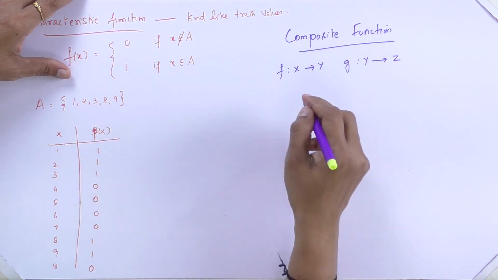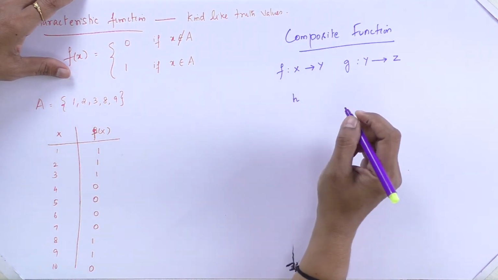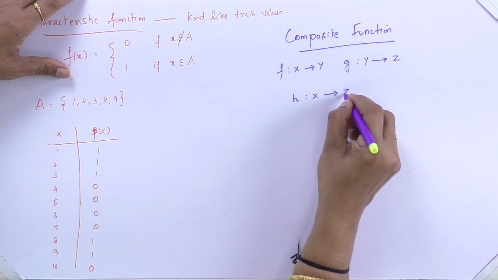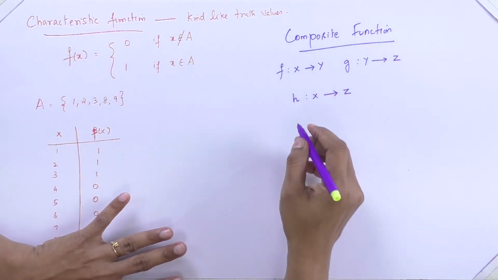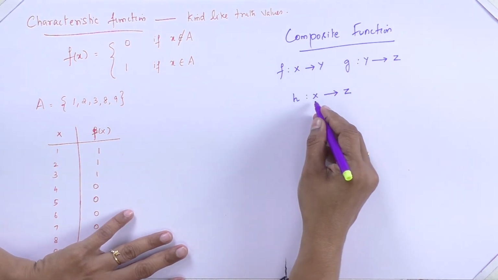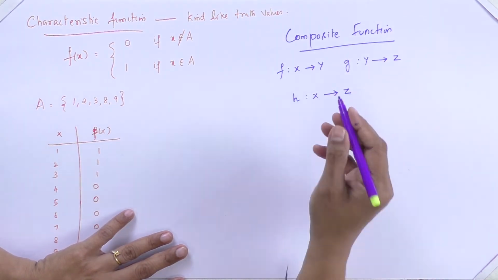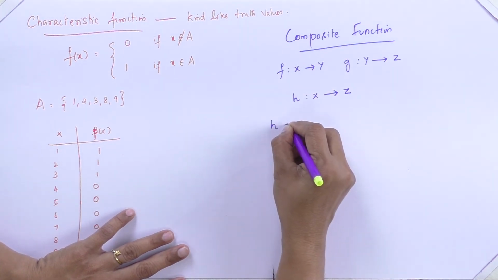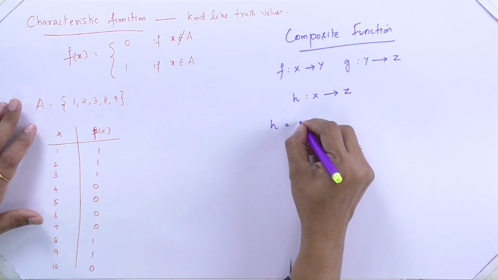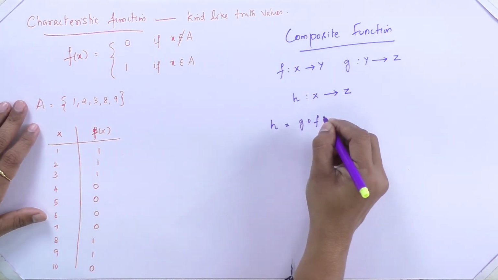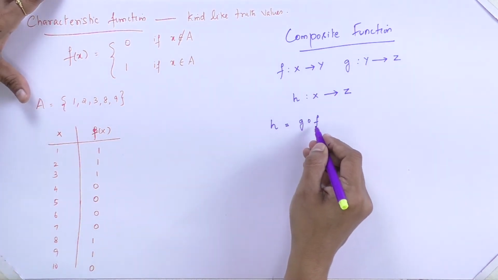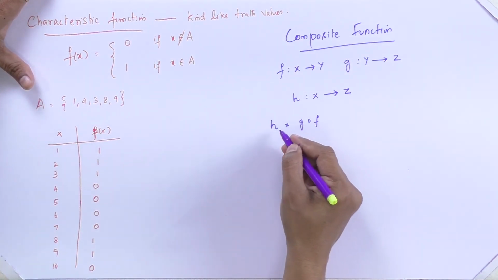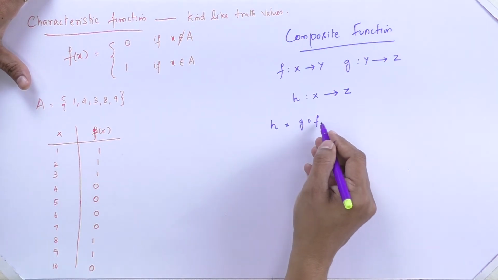Then what is all about h, right? h will be a function from x to z. So let me explain how this h becomes a function from x to z. So now h is called the composite function. h is equal to, I can write this as, g composite f. So this we will have to work out from the reverse order, like h is equal to g composition f.